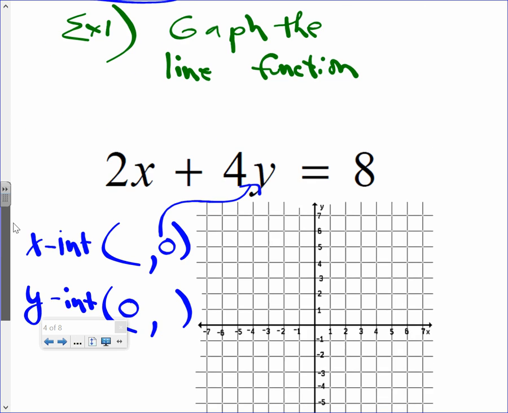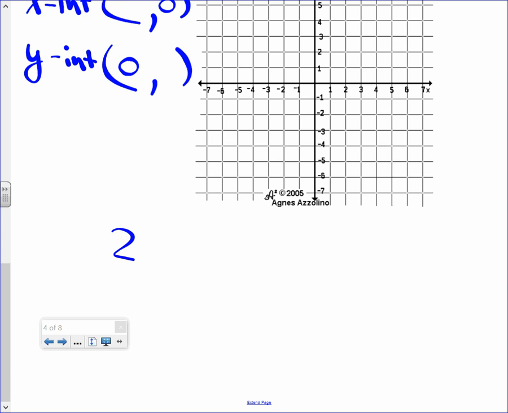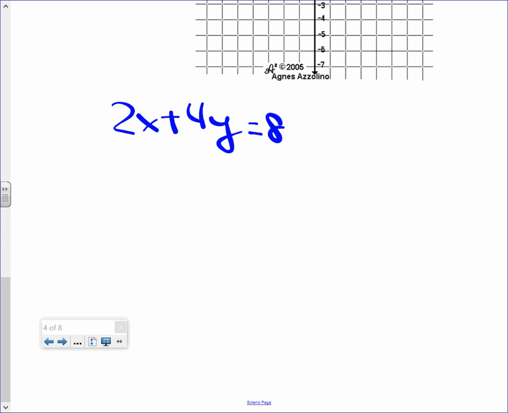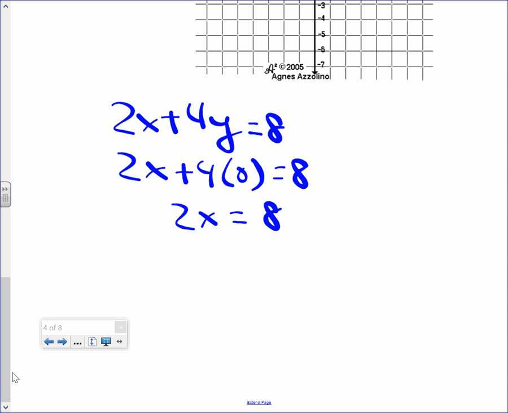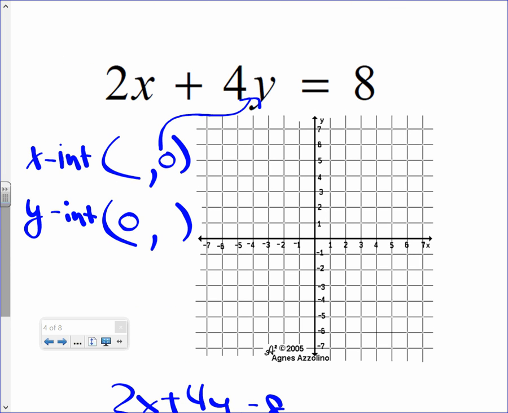Let me rewrite the function. 2x plus 4y equals 8. I'm replacing y with 0. Watch this. 2x plus 4 times 0 equals 8. What is 4 times 0? 0. Thank you. So all I have is 2x equals 8. So let's divide by 2 to get x alone. X then is 4. So that means our x-intercept ended up being (4, 0).